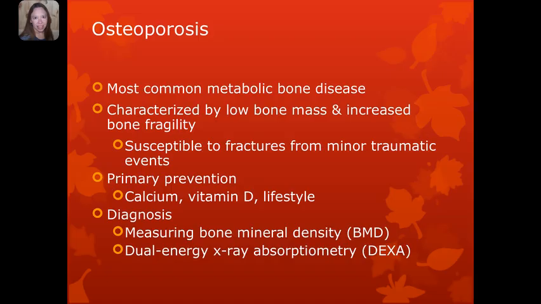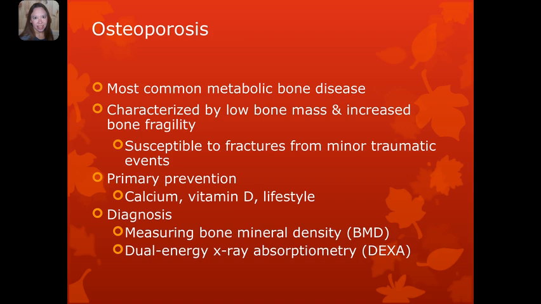Another way to prevent osteoporosis is lifestyle. We want to make sure that they are maintaining a healthy, active lifestyle, especially as they're aging. We don't want them to become a couch potato and just be sitting around. We want to make sure that they are still active and getting up and ambulating and exercising as best as they can. How exactly do we get the diagnosis of osteoporosis?